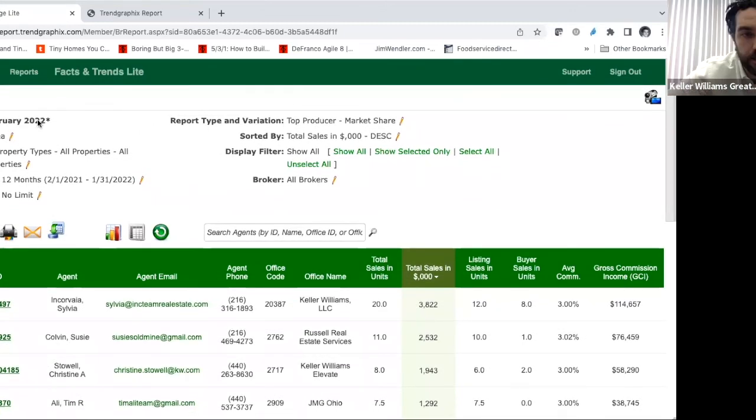You said that this updates monthly? Yes, it does. So you see this says February 22. So this will go to March. The February numbers will be official probably next Monday. It's usually about a week into the month, because you have a few days to close out your deals in the MLS, and then they have a few days of auditing, and then they post official numbers to Trendgraphix.